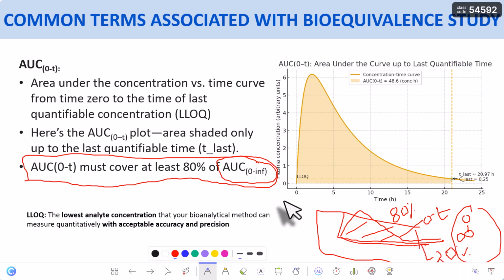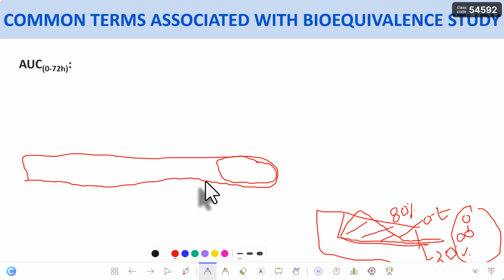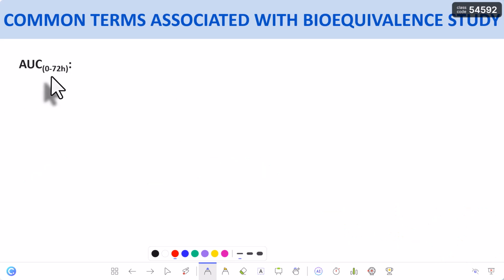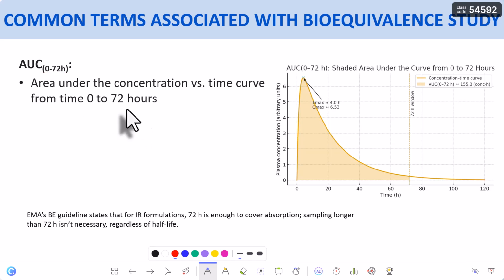So there is another important AUC term, which is called AUC 0 to 72 hours. So area under concentration versus time curve from 0 to 72 hours. Last time we talked about the AUC 0 to T, and we understand how to define T over there. But in this case, the T is going to be very specific, which is 72 hours, as you can see over here. Right? At the 72 hours, we have stopped measuring the concentration.